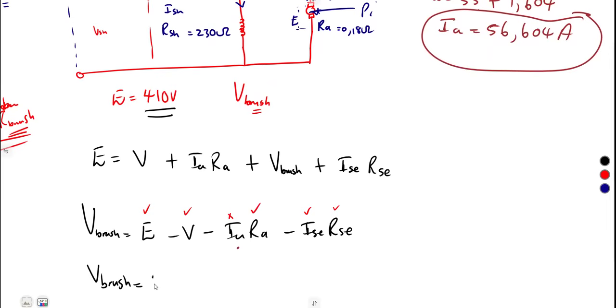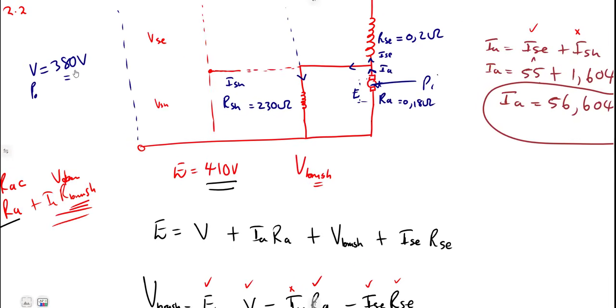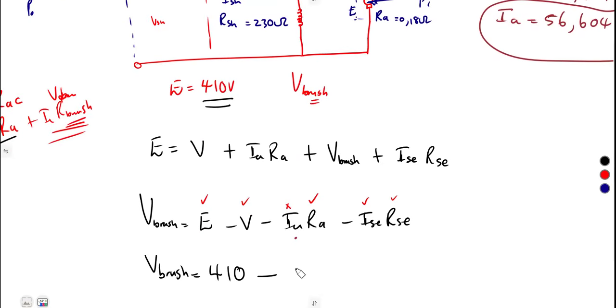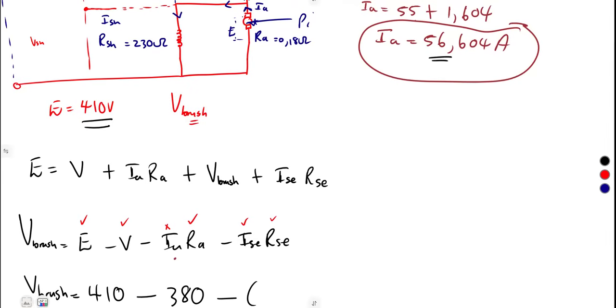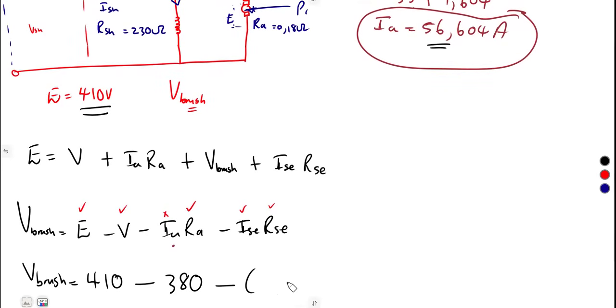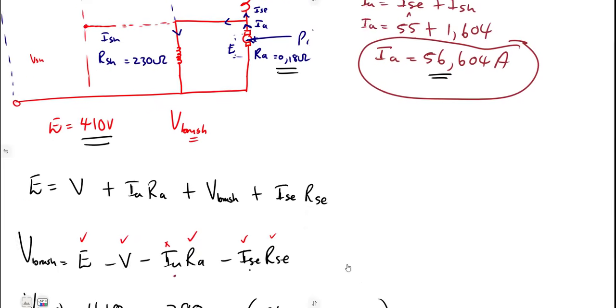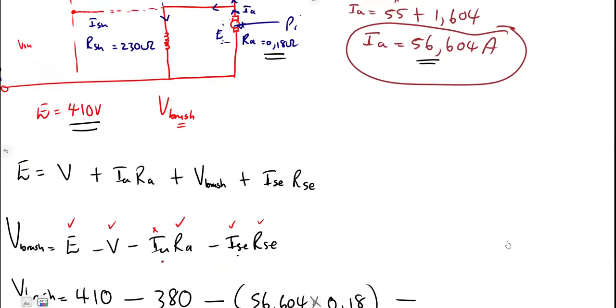As we are given our E as 410, subtract the voltage, which I say they made a mistake. It was supposed to be what? 380. All right, the armature current and armature resistance. Remember, we have calculated our armature current. So it is just substituting 56,604 times what? The resistance of the armature, which is 0,18, minus the current of the series field, our load current, 55.